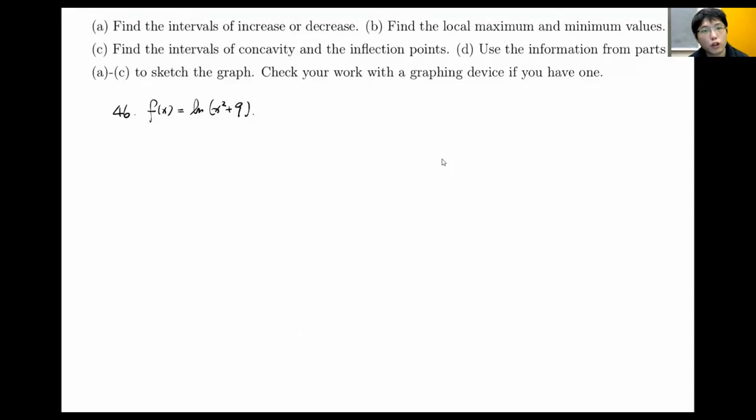Now let's look into another example. f of x equals natural log of x squared plus 9. I will do this problem in a slightly faster way. So let's first get a derivative. By the chain rule, the derivative will be 1 over x squared plus 9 times the derivative of x squared plus 9, which is only 2x. So this will be 2x divided by x squared plus 9.